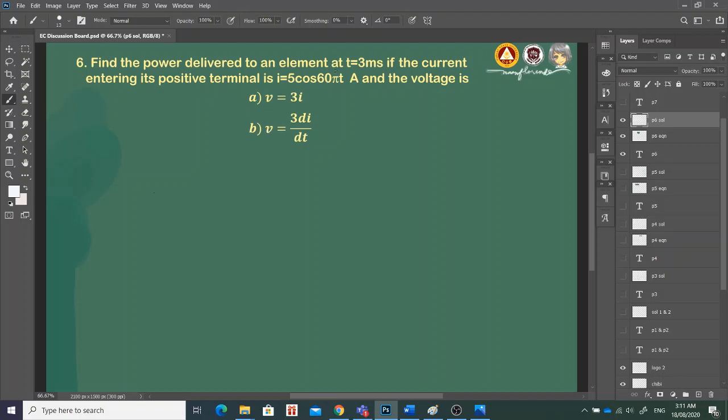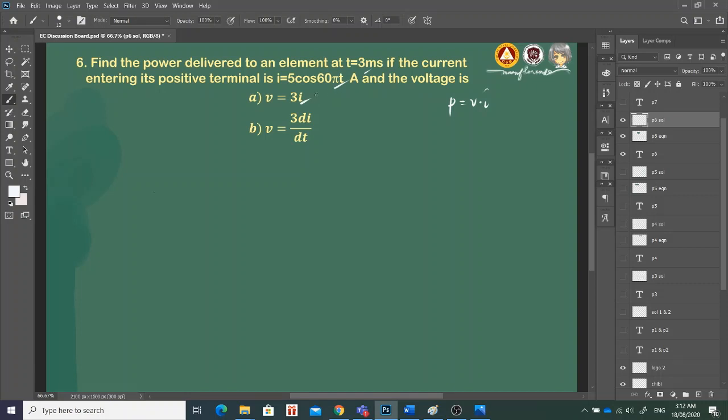Kung makikita nyo, specific ang time na requirement niya at 3 milliseconds. So, ano yung power delivered at 3 milliseconds doon sa ating element? Ang gagamitin natin dito ay yung instantaneous power equation. Ang instantaneous power equation natin is P equals VI. Given naman ang I, given din naman ang V.